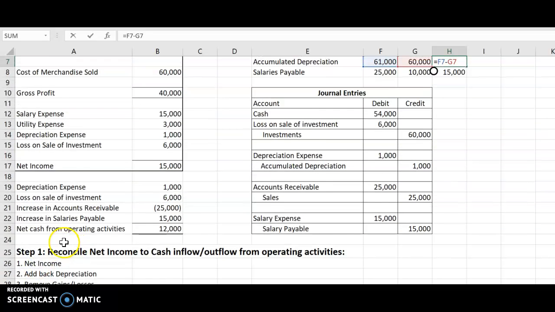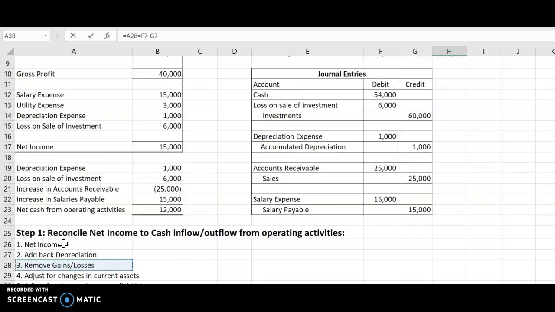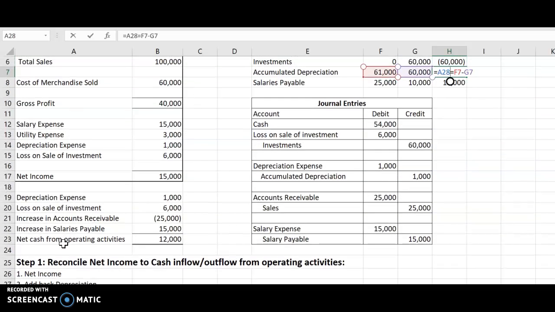Step 3 says to remove gains and losses. So let's talk about why. In the net income number, we have a subtraction from the loss on a sale of an investment. But an investment is a long-term asset, so it doesn't belong in our operations, so we just need to remove that. Plus, it has nothing to do with cash.